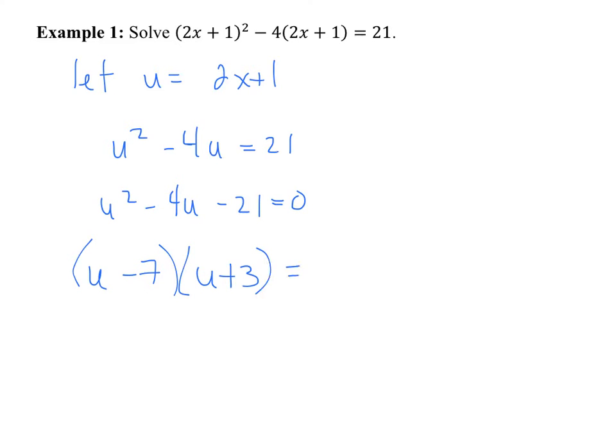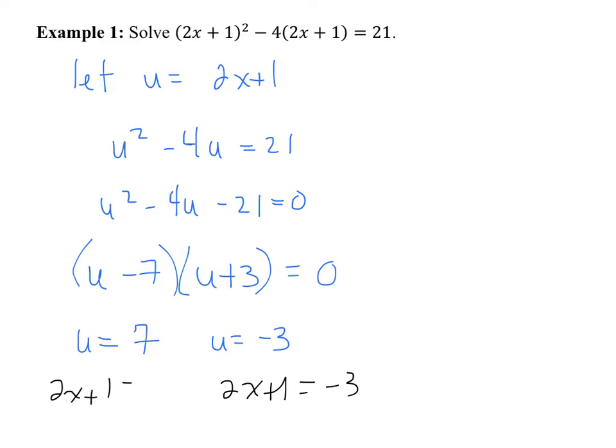Good. Now, on the next line, I have my answers, right? U equals 7 and U equals -3. Ben, what do I need to do with these two answers now? Good. So we go ahead and plug in 2x plus 1 here and 2x plus 1 here and set them equal to those quantities.